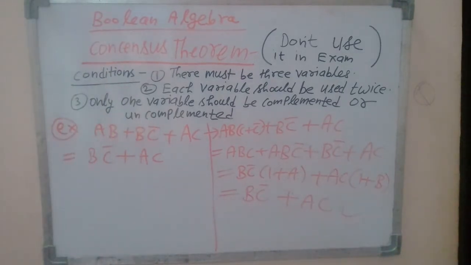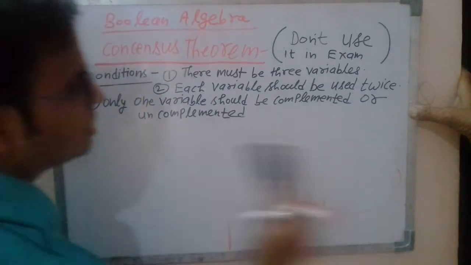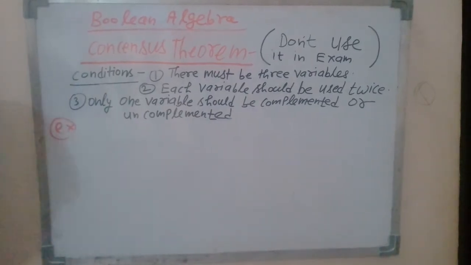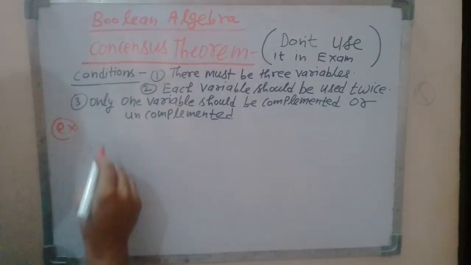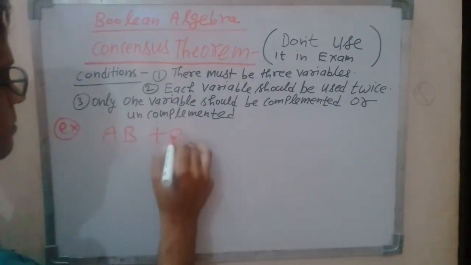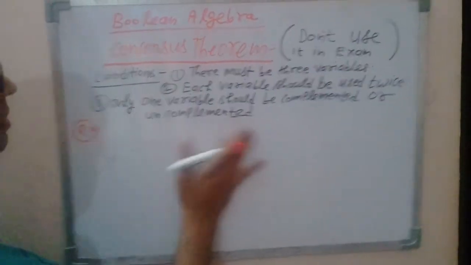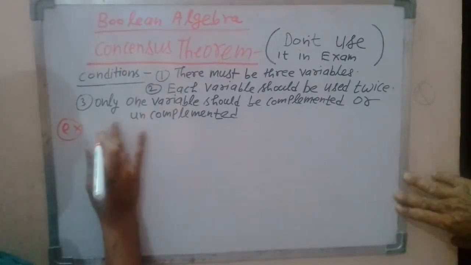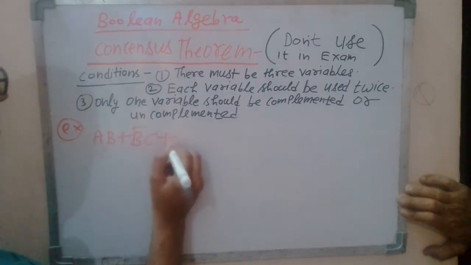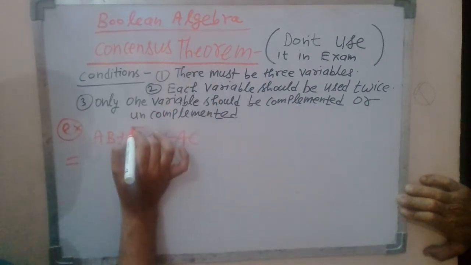Take another example. See here: AB plus B bar C plus AC, right? So check out the 3 conditions, whether they are satisfied or not, to use this trick.